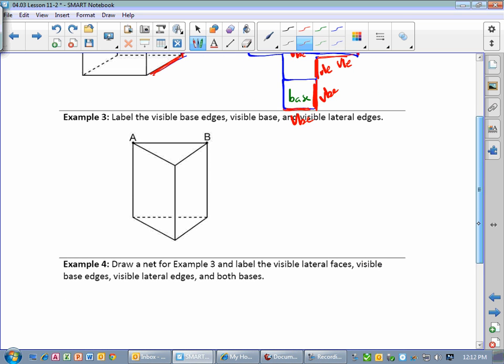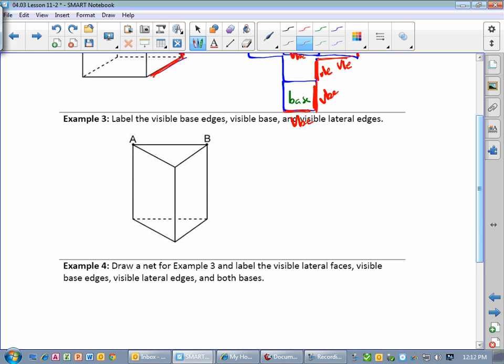Okay? All right, let's do another labeling. We've got a triangular prism here. I call it triangular because, well, it's got triangles. So notice here, there's only one shape that shows up exactly twice. And that's the triangles, the top and bottom. So those must be our bases. Let's go ahead and label our bases. We still want visible base edges, and we still want visible lateral edges.